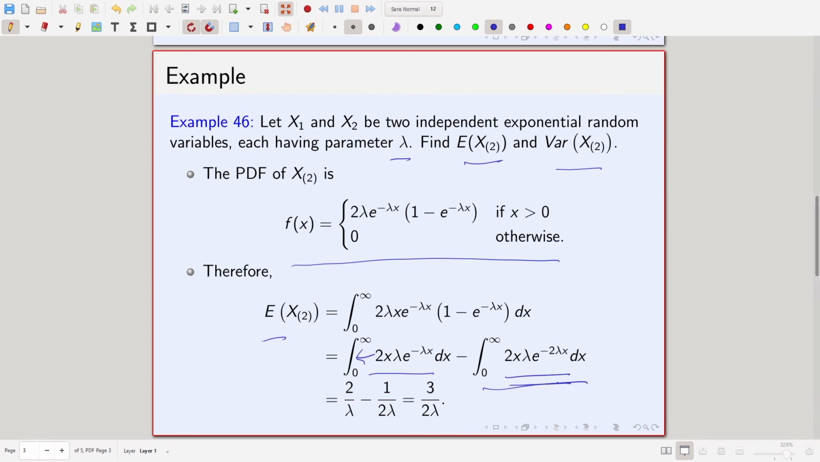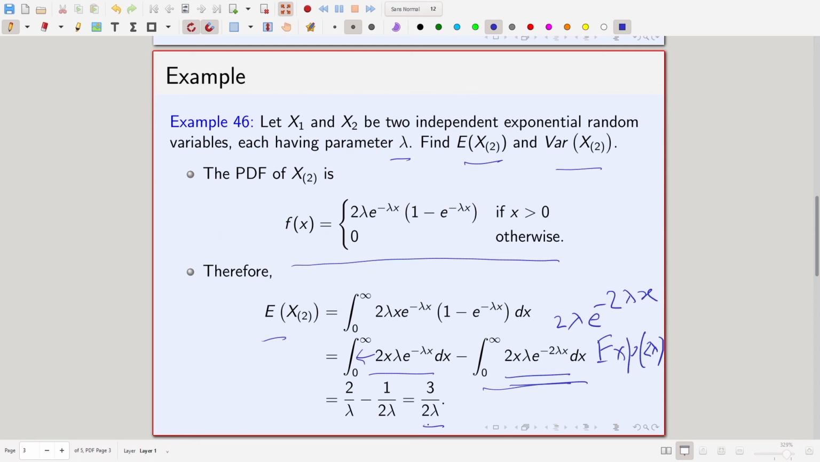And now if you look at this integral, 2 lambda e to the power minus 2 lambda x, that is just the probability density function of an exponential distribution with parameter 2 lambda, and so here you are just calculating the mean of that. So the mean of that will be just 1 over 2 lambda. So you get 2 over lambda minus 1 over 2 lambda equal to 3 over 2 lambda.